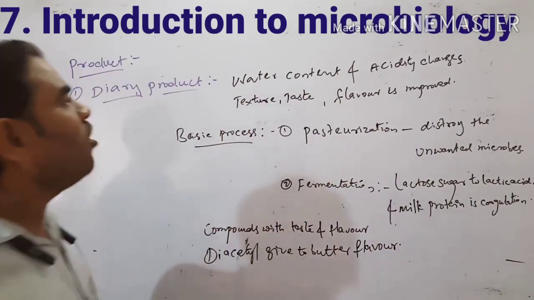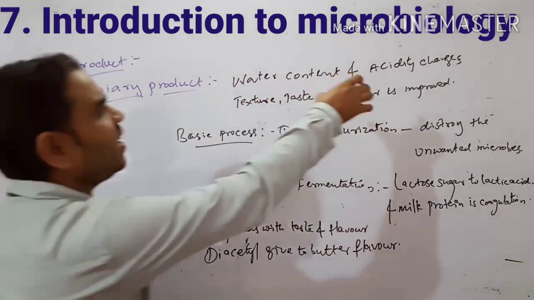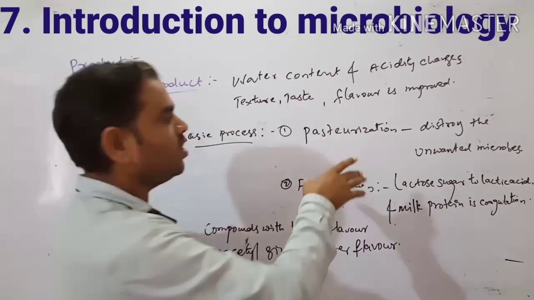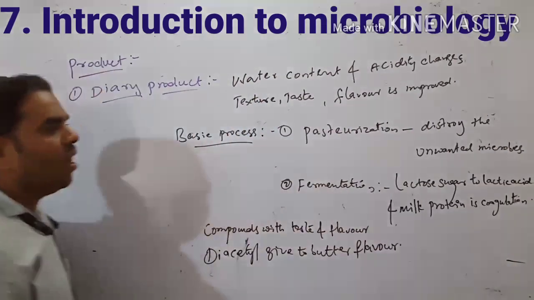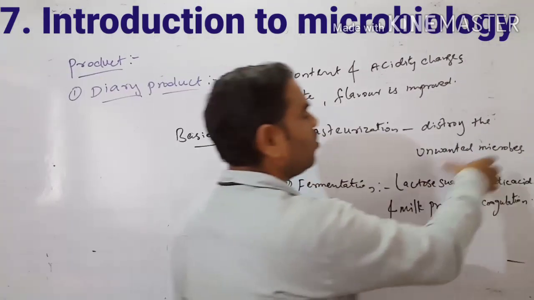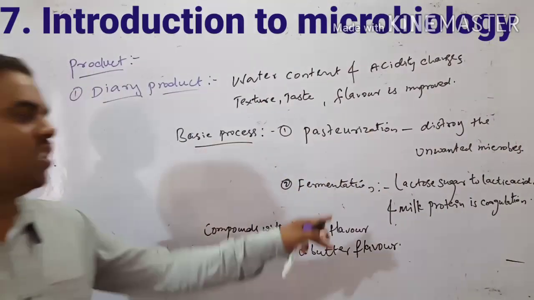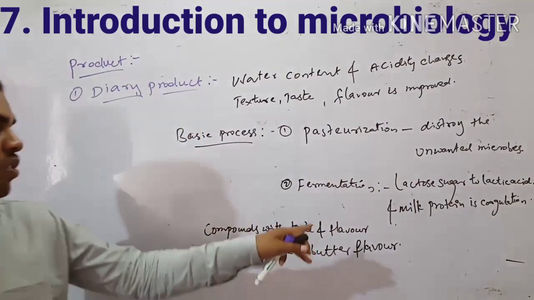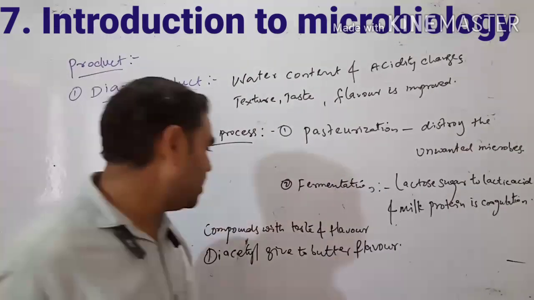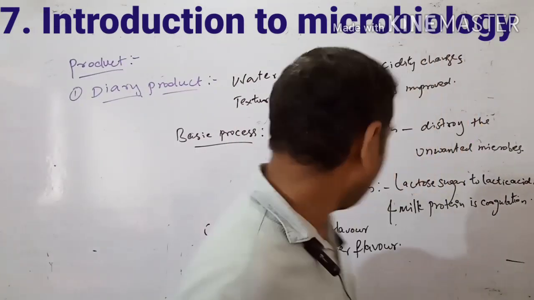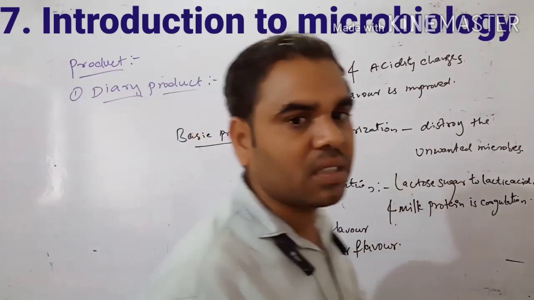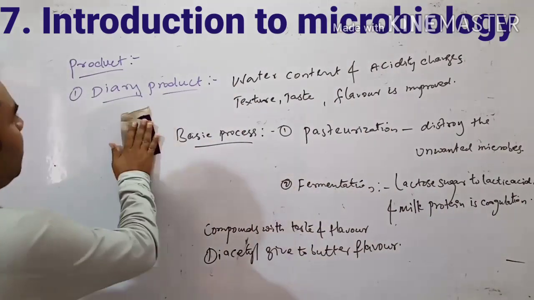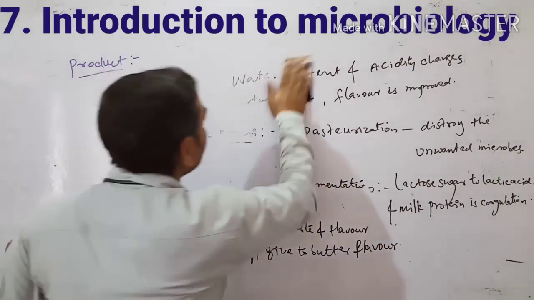Okay, in this line we see the water content and acidity changes, and texture, taste, flavor are improved. There are two basic processes. Pasteurization means destroying the unwanted microbes. Fermentation means lactose sugar is converted into lactic acid, and milk protein coagulates. And there are compounds for taste and flavor. What is added here? Diacetyl, for the better flavors. This is about the dairy product. Next we have to see the second one.